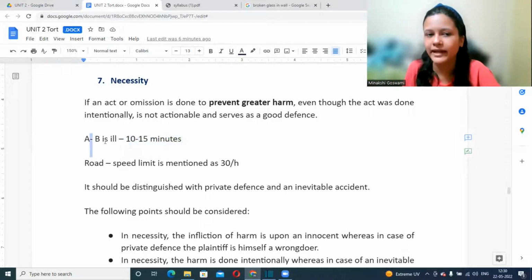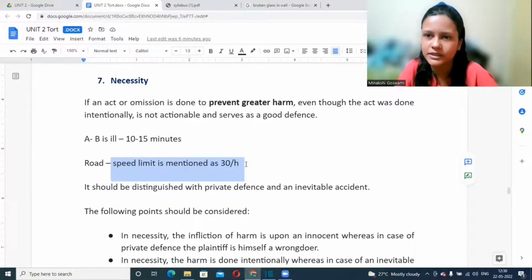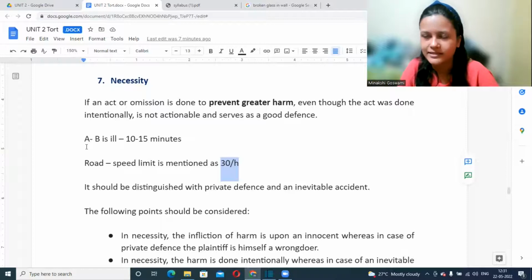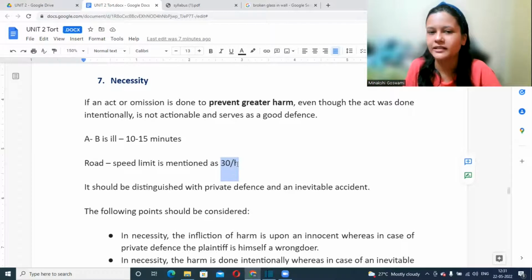But from their house to the hospital, there is a road, and the speed limit is 30 kilometers per hour, which is a very low speed. A knows for sure that this person is going to die if I'm not able to take him to the hospital within 10 to 15 minutes. Plus, if I follow this traffic rule, I will not reach the hospital before 40 minutes. In such a case, he feels that, fine, it's early in the morning, there will be less crowd. What I will do is take the risk of breaking this traffic rule.